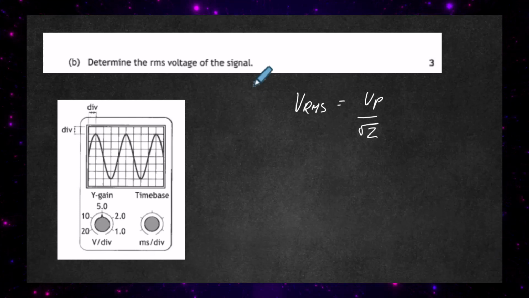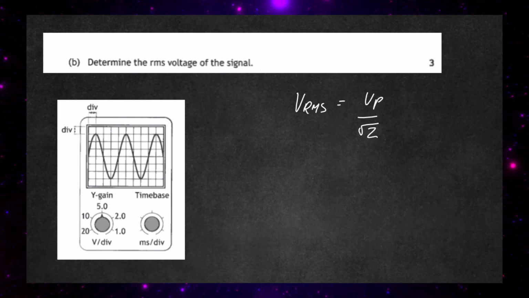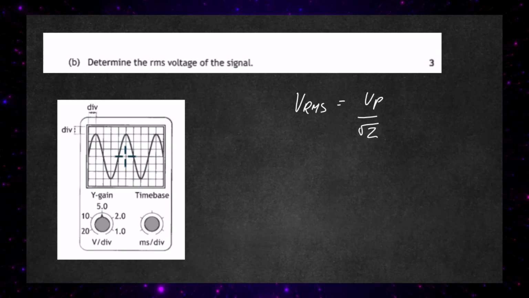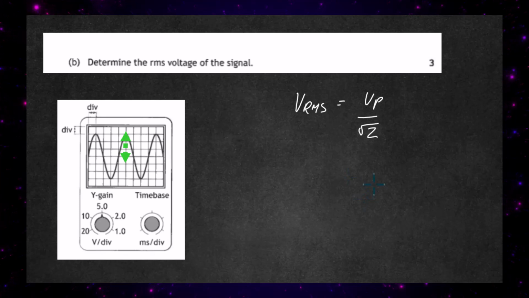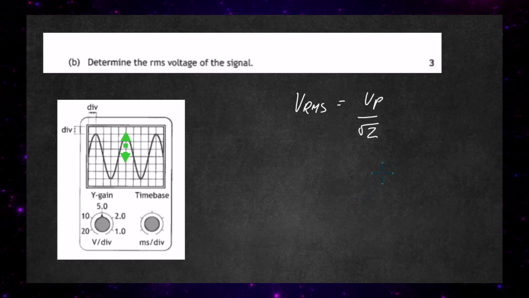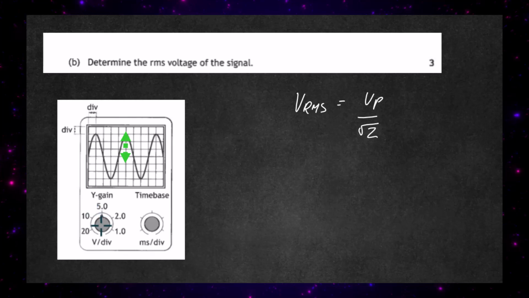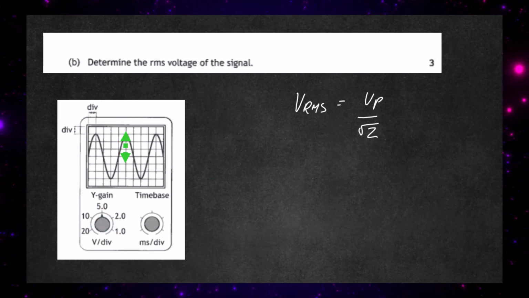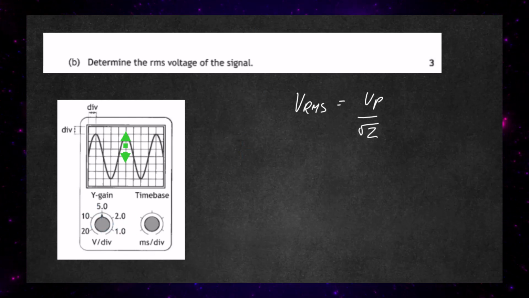So what's the peak voltage in a supply here? Well, let's go and look it out. We go from the centre line up to the top and you can see it's 3 squares. So 3 divisions, and we look at our Y gain, it's at 5 volts per division, so we can work out what the peak voltage is.